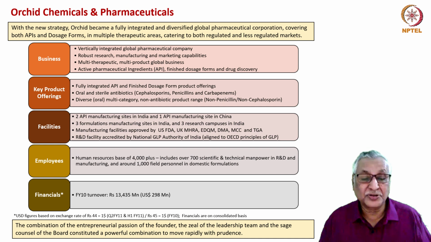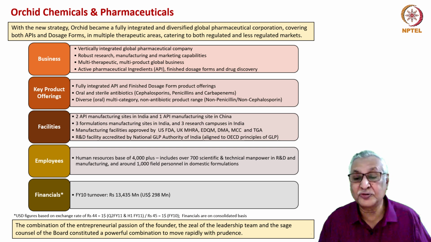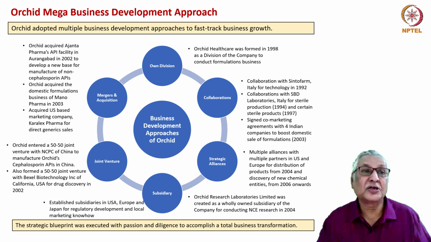In FY 2010, the company clocked a turnover of nearly $300 billion. The combination of the entrepreneurial passion of the founder, the zeal of the leadership team, and the sage counsel of the board constituted a powerful combination to move rapidly with prudence. Let's look at the mega development approach of Orchid.